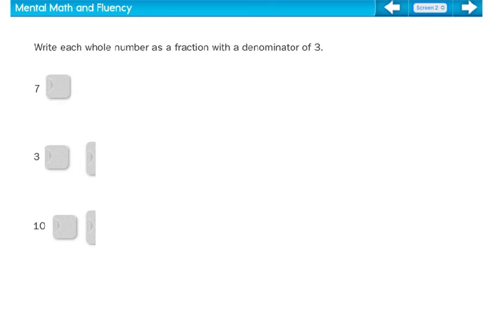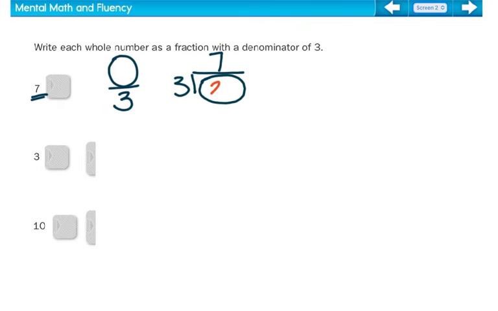Now, in this case, you're going to write each whole number as a fraction with a denominator of 3. So, if you take the whole number 7, what number would have to be on top? So when you take something divided by 3, you get an answer of 7. What would you have to put there? 21, so 21 thirds. Would you go ahead and do number 1 and 2 on your whiteboard? Go ahead and pause your video and write down your answer.